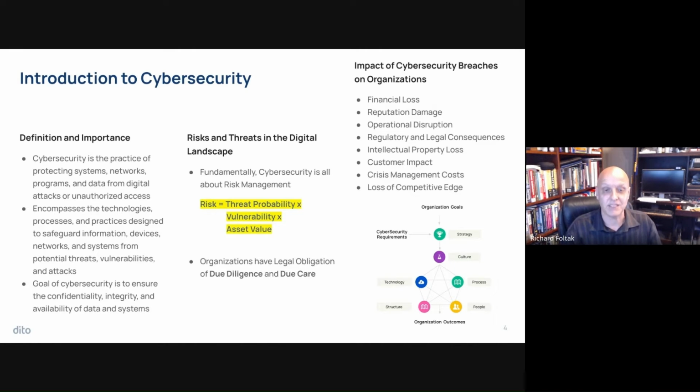This basically means, did I do my homework? Did I look into what's going on? Do I understand what's happening? And then based on that, I did my due care. I did the job that I was supposed to do to protect my constituents' data, their privacy, whatever it is that your cybersecurity requirements are.